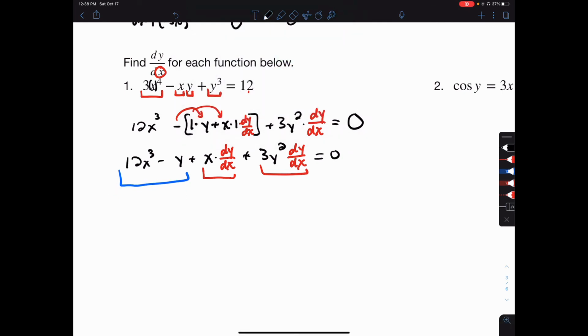What does that do for me? Well, that gives me the y on the right and a minus 12x cubed on the left. I can take these 2 terms that are left on the left, and I can factor out a GCF, which is a dy over dx, leaving me with an x plus 3y squared.